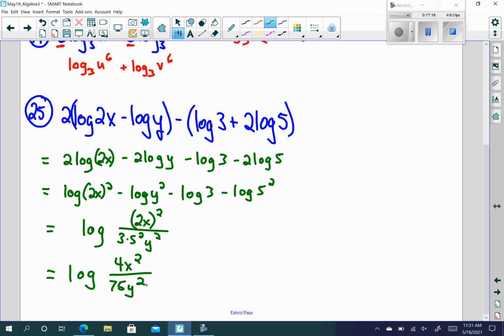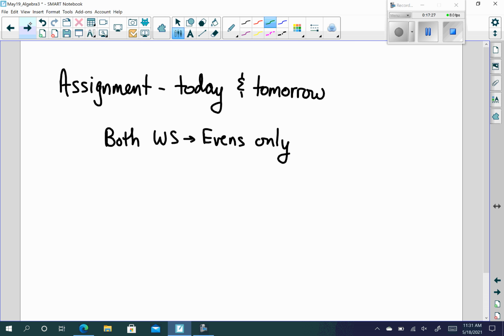So there was our little lesson over the basics of properties of logarithms and how to go from logarithmic form to exponential form and back. So your assignment today and tomorrow is to do all of the evens off of these two worksheets. Let me know as you're working on this if you have any questions.